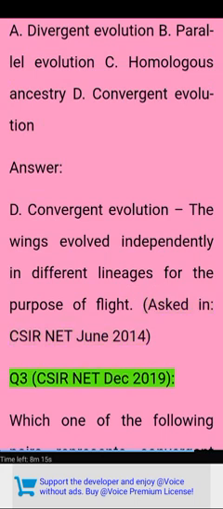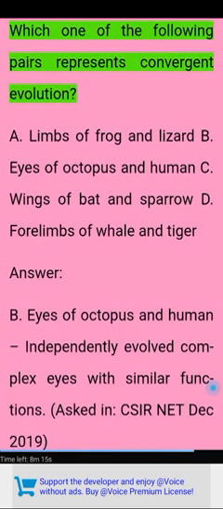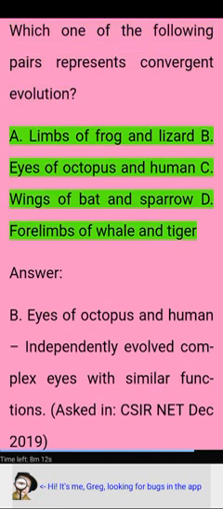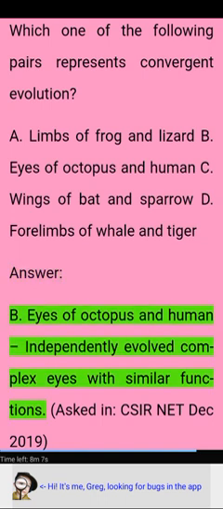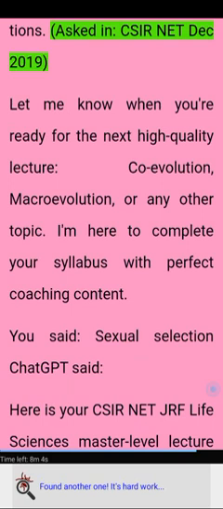Q3, CSIR-NET December 2019. Which one of the following pairs represents convergent evolution? A, limbs of dog and lizard. B, eyes of octopus and human. C, wings of bat and sparrow. D, forelimbs of whale and tiger. Answer: B, eyes of octopus and human, independently evolved complex eyes with similar functions. Asked in CSIR-NET December 2019.